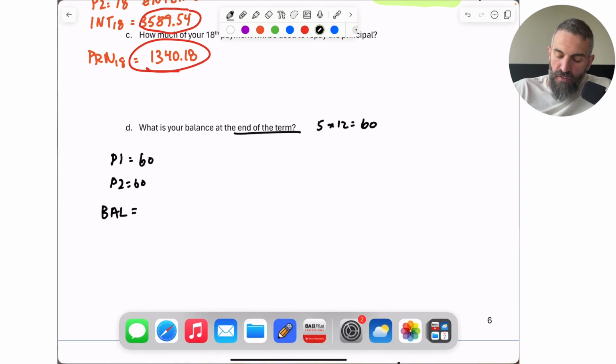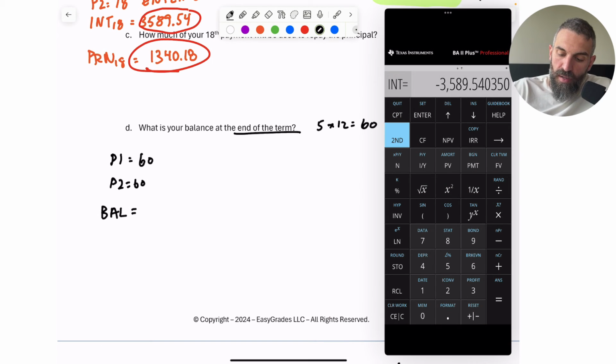So if I go to my financial calculator and I just go back here and I make this 60 and 60, I still owe $714,556.58. Okay, so that's kind of easy.